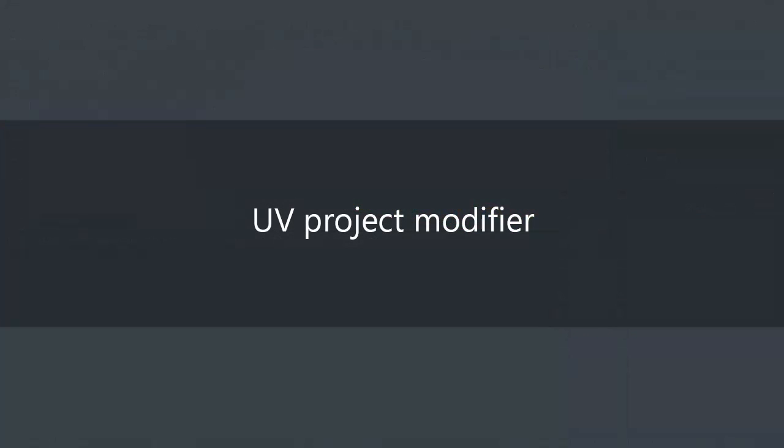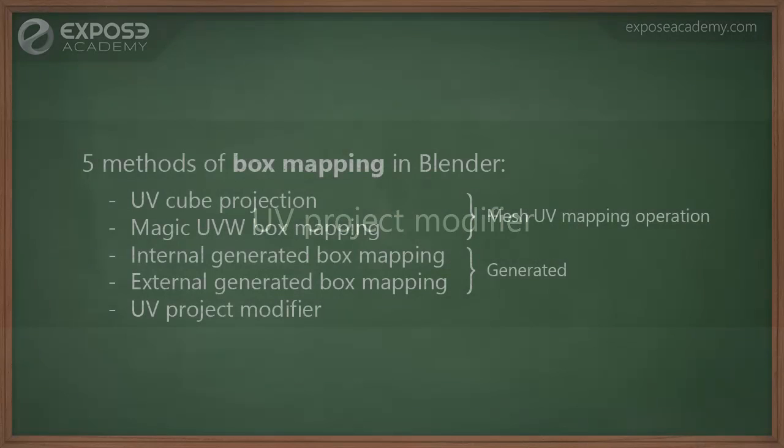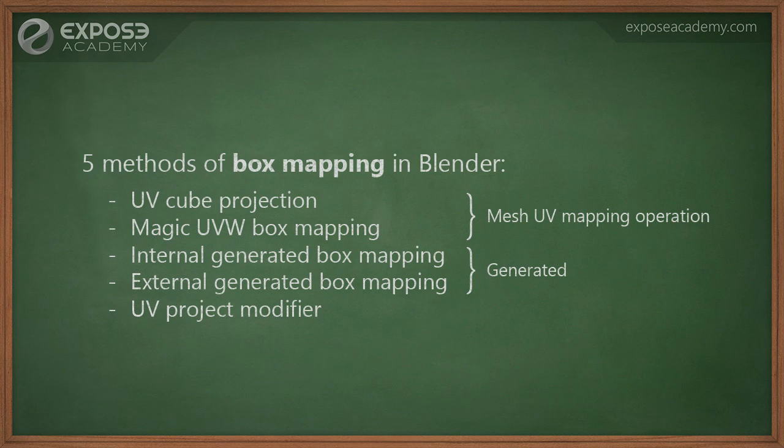The last method of box mapping, which is one of my favorite methods, is the UVProject Modifier. Unlike the first two methods, which are basically just mesh UV mapping operations, or the next two methods, which are generated methods, this last method is different. It is a modifier that can alter the UV map channel of the object. It is like a generated method but uses a UV map channel at the same time. That is why it offers a lot of benefits from both worlds.